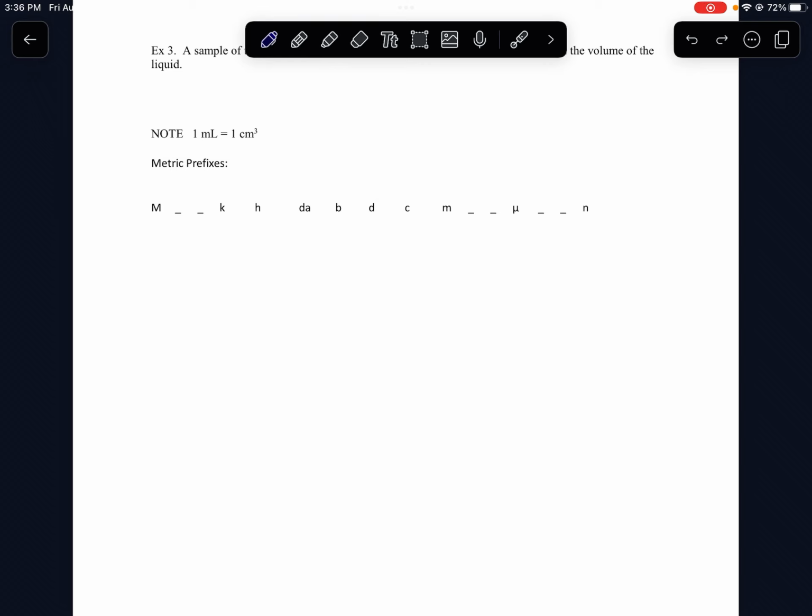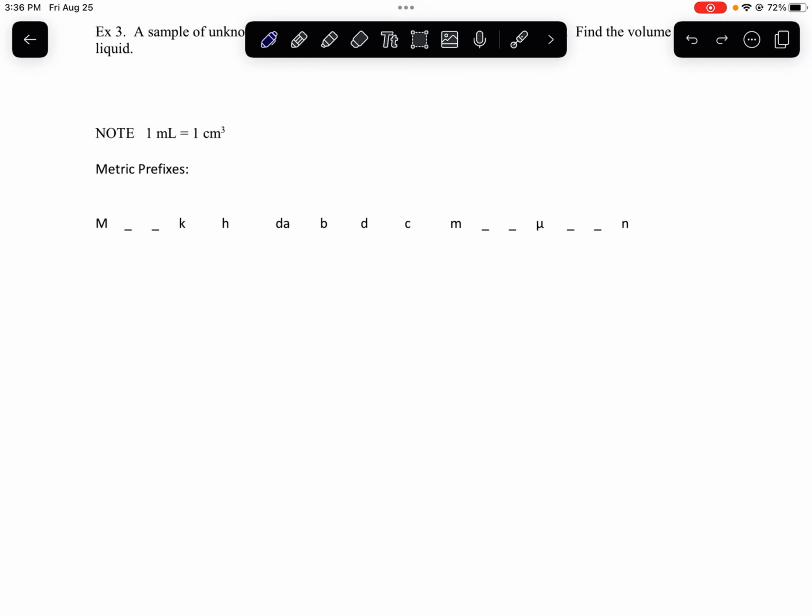Okay, so taking a look at the metric system. Hopefully we should be relatively familiar with it. This is what we call a base 10 system. Basically what that means is each prefix in the metric system is 10 times bigger or 10 times smaller than the one next to it.